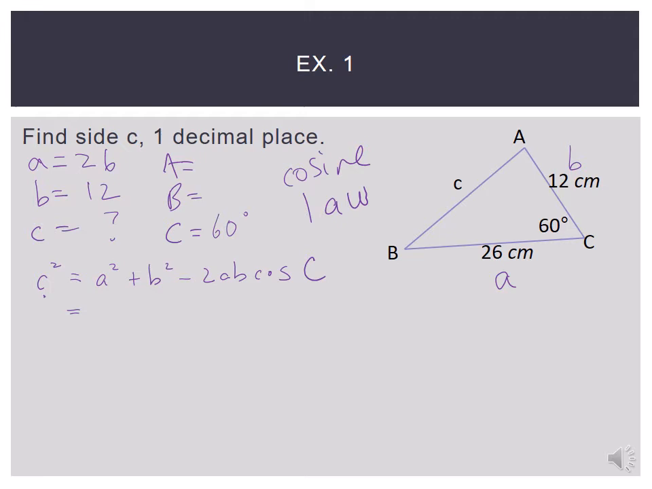So 26 squared plus 12 squared minus 2, and then 26 and 12, cos 60 degrees. Now that looks tough, but you literally can type that into your calculator all in one step. So 26 squared plus 12 squared. Then type in minus 2, open bracket 26, close bracket, open bracket 12, close bracket. Then cos 60. Hit equals.